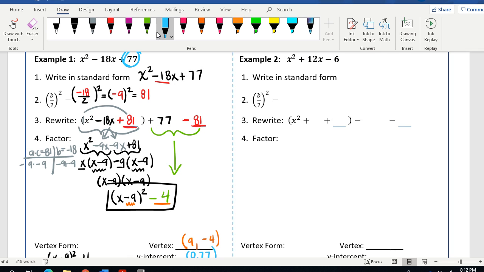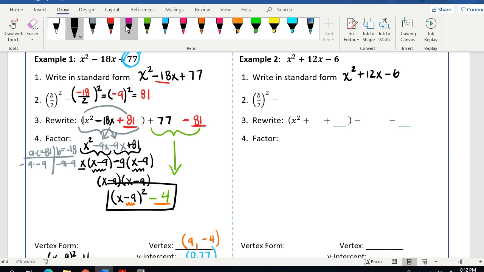Example 2, x squared plus 12x minus 6. Again, first step, let's write it in standard form. So I have x squared plus 12x minus 6. I want to change this to vertex form, so I want to create a perfect square trinomial.